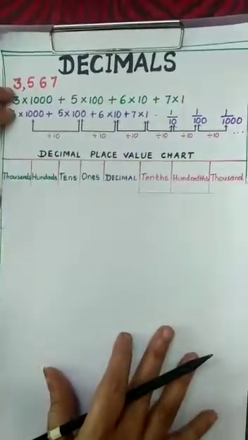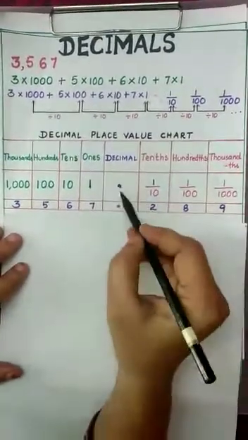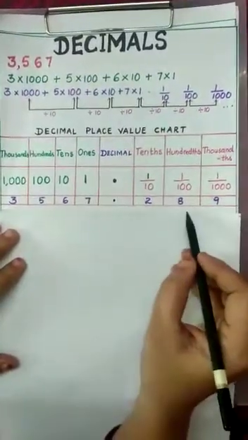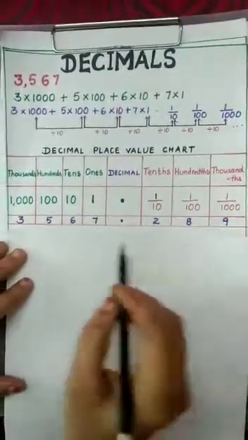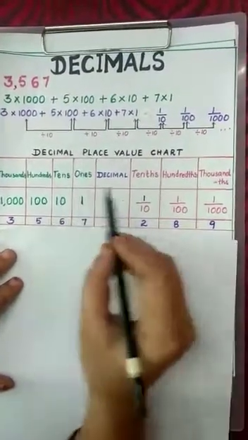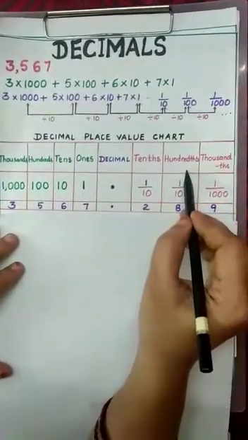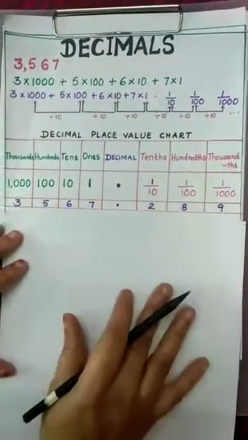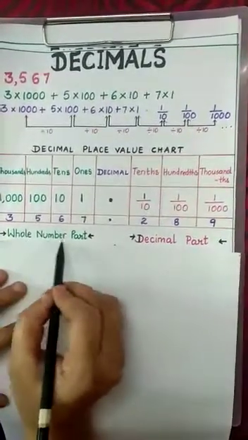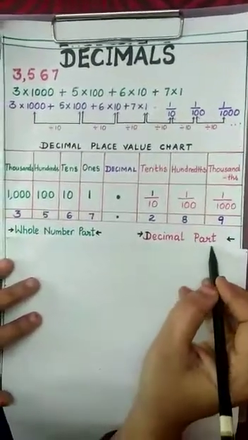Now you see the place value chart here. We need to use a dot called decimal. The number with the decimal point is called a decimal number. Left side of the decimal, we have the places of the number system, and right side of the decimal, we have the places like tenths, hundredths, thousandths and so on. The left side of the decimal we call the whole number part. The right side of the decimal we call the decimal part.